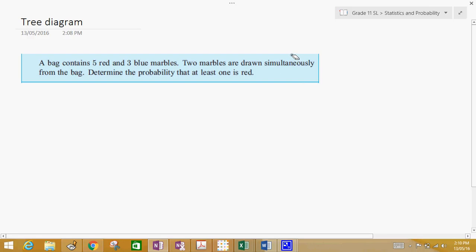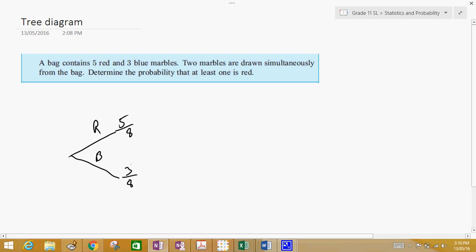So, we're picking 2 marbles. Either you're going to get a red marble or a blue marble. So that's event number 1, and there's 2 options. Either you're going to get a red or a blue. And what is the chance that you're going to get a red? Well, there's 5 reds out of 8. And what's the chance you're going to get a blue? Well, there's 3 blue out of 8.